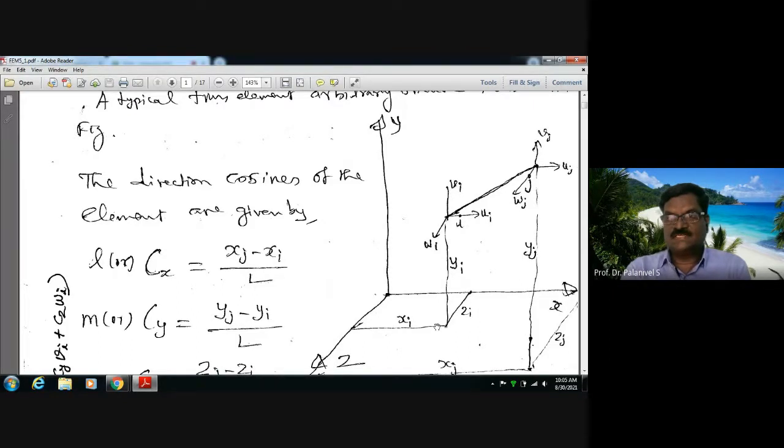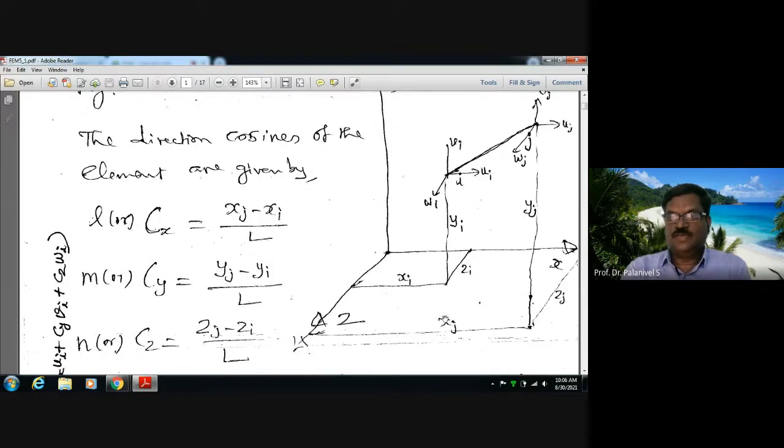What does it mean? It means the point is at a distance xi in the x direction. In the y direction, this point is at a distance yi. In the z direction, the point is at a distance zi. Located. Its coordinates are xi, yi, and zi. Similarly, the coordinates of the jth joint are xj, yj, and zj. I showed that also, and its projection. That is the meaning of the coordinates.